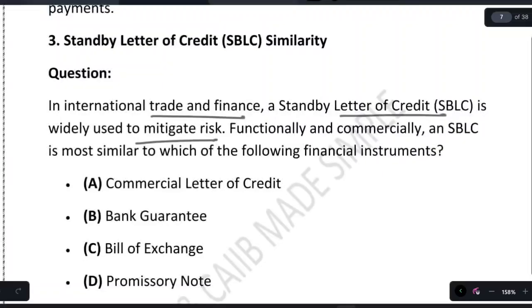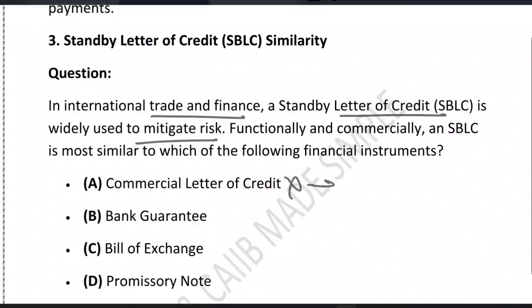So the question is, in international trade, functionally and commercially, an SBLC is most similar to which of the following financial instruments? Commercial letter of credit, first option. Bank guarantee, bill of exchange, promissory note. So if you look at option A, this is completely wrong. This commercial LC is the primary payment tool. What about option B?